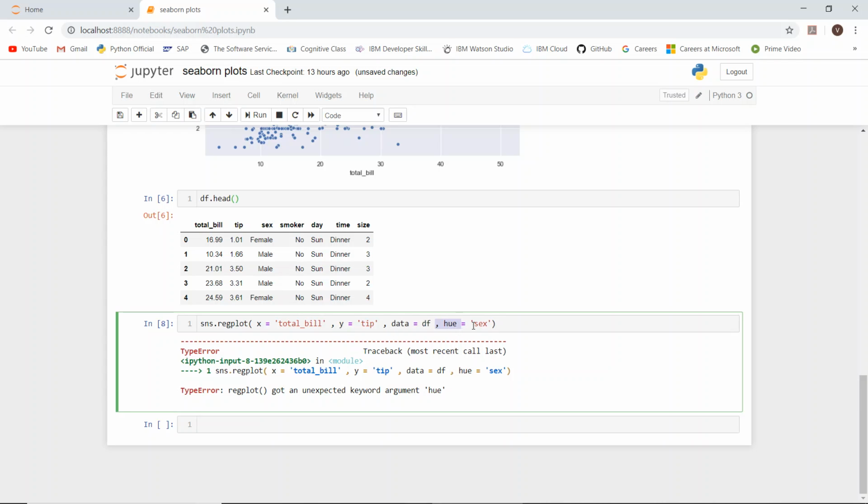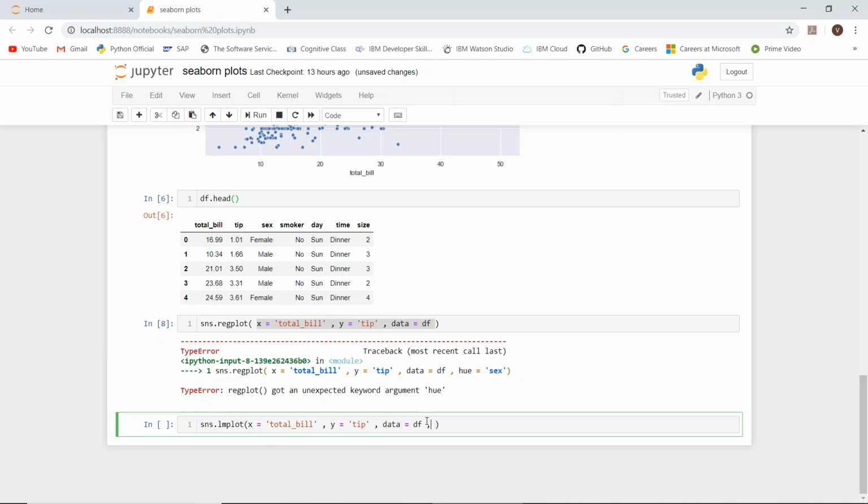Okay, sorry, it is for sns dot lmplot. The rest are all the same. The x-axis data, y-axis data, everything is the same. So hue is equal to, let us say, sex. That means two lines will be drawn for male and female, showing the difference. Let us run this.